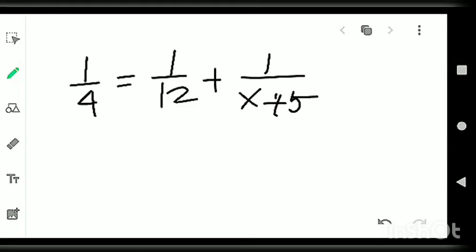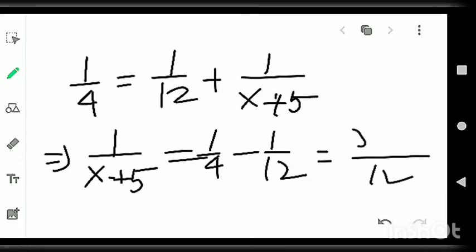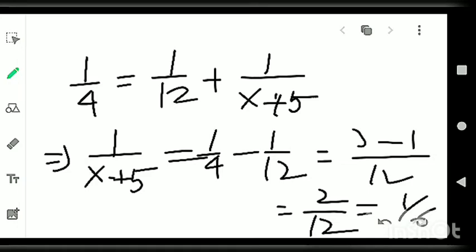So now everything is easy. 1 by x plus 5 equals 1 by 4 minus 1 by 12. The answer is 2 by 12. So 2 by 12 means 1 by 6. Clear? So 1 by x plus 5 equals 1 by 6.